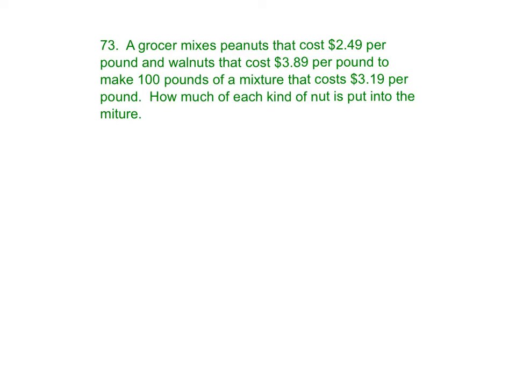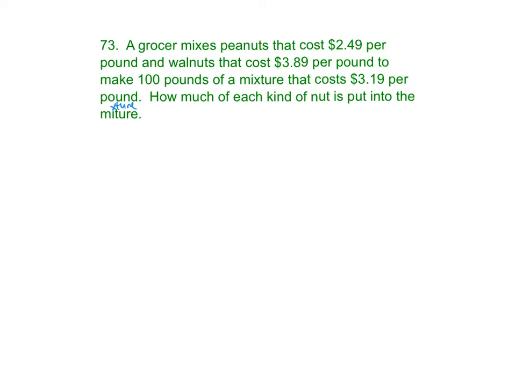This is the solution to problem 73 on homework 1.3. And we're told that a grocer mixes peanuts that cost $2.49 per pound and walnuts that cost $3.89 per pound to make 100 pounds of a mixture that costs $3.19 per pound. How much of each kind of nut is put into the mixture? Oh, I have a typo here. Mixture. Let's fix that.